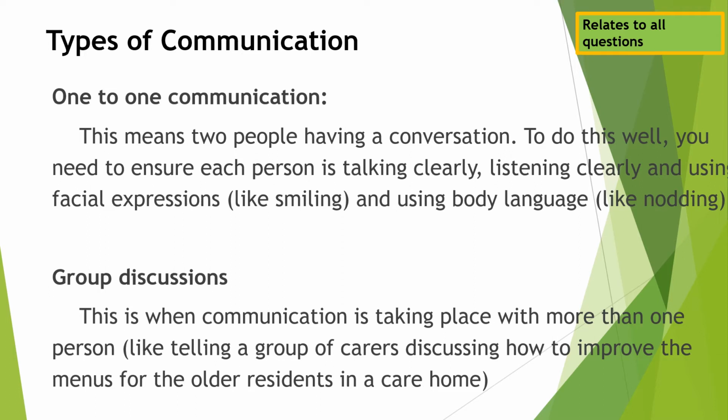For example, one-to-one communication. This is when two people are having a conversation. To do this well, you need to ensure that each person is talking clearly, listening clearly, and using facial expressions like we talked about on the previous slide, smiling, and using body language, for example, nodding. Group discussions. This is when communication is taking place with more than one person, like telling a group of carers, discussing how to improve menus for the older residents in a care home.